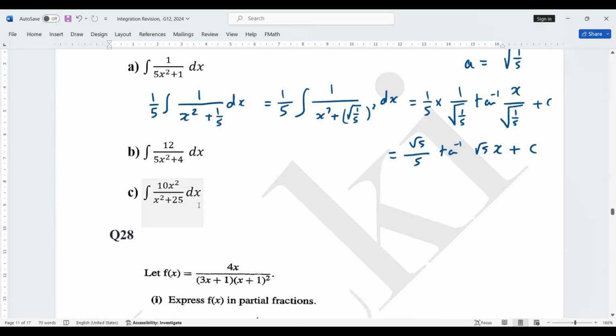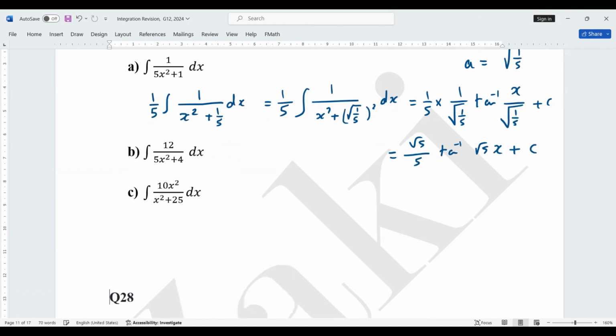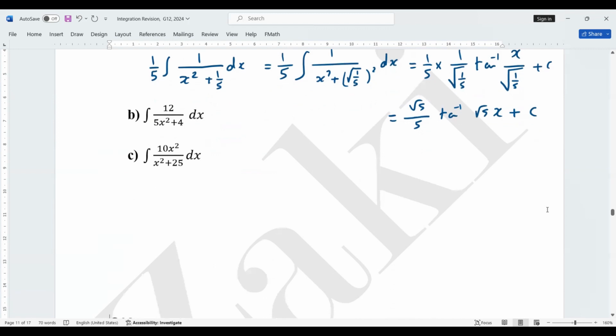Okay, can you do part B now, please? Try to solve part B, okay? Do you know how to solve this? Part B? I will help you with part B.